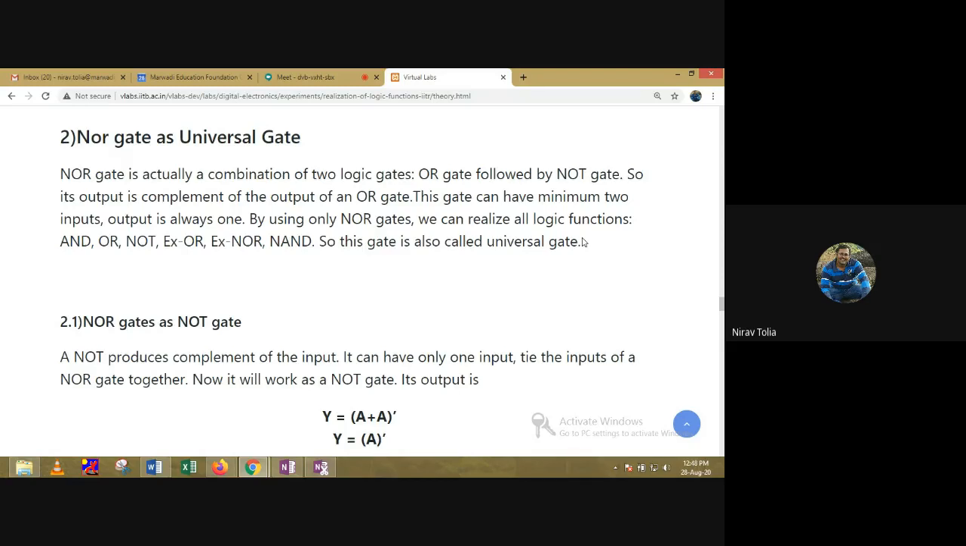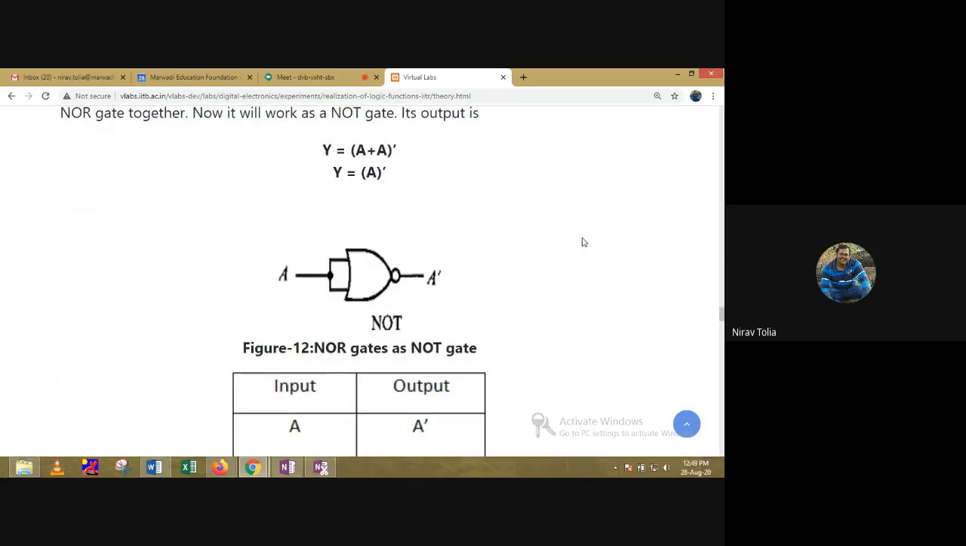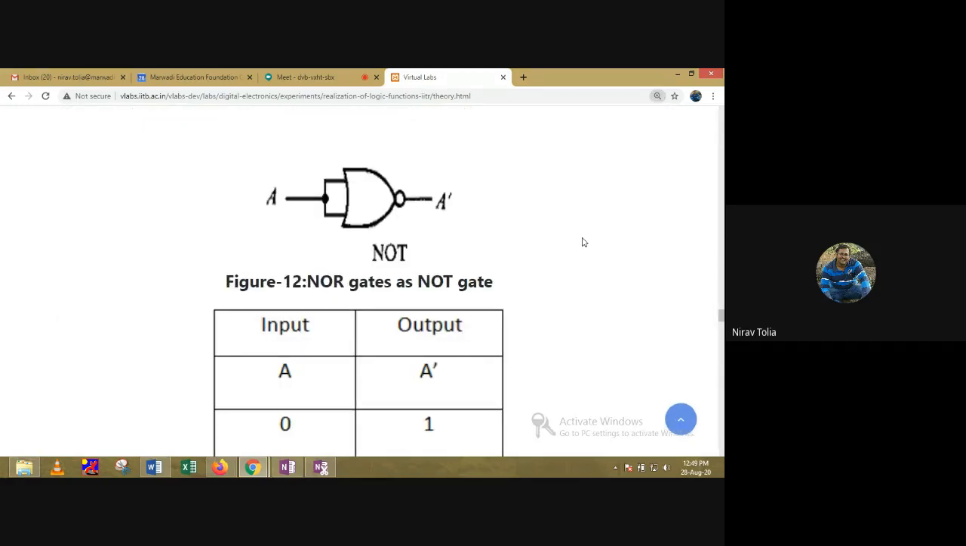Now the first one is NOR gate as a NOT gate. How many inputs does a NOT gate have? Only one. And how many inputs does a NOR gate have? Two. Then what we are doing is simply the same thing which we did with the NAND gate. We are connecting the two inputs of the NOR gate together, and we are giving a single input only.